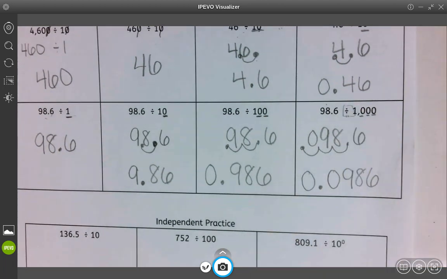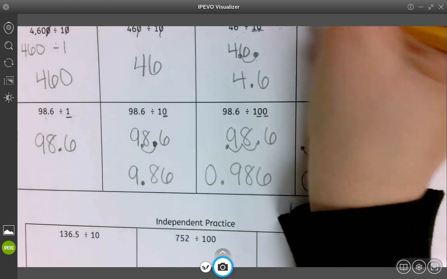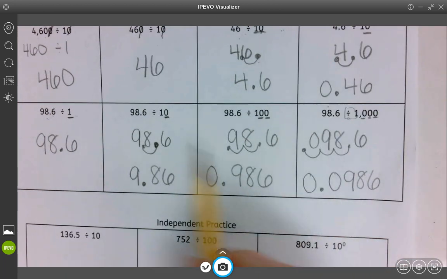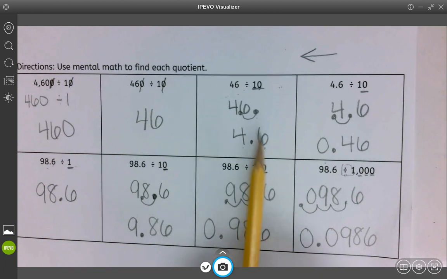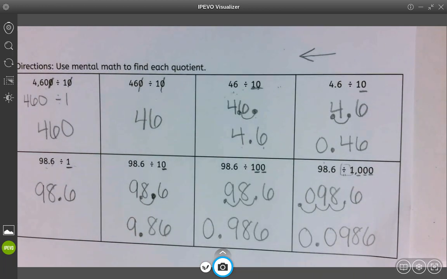One thing to remember when you are doing these types of problems, we are dividing. And almost always, or at least for right now, when we divide, we are getting smaller. Our quotient should be smaller. So the way that you remember that we move to the left is you will end up with a smaller answer than you started with, right? 4.6 is much smaller than 46. If you go to the right, you're going to get a larger number. So use that to remember which way to go. All right.